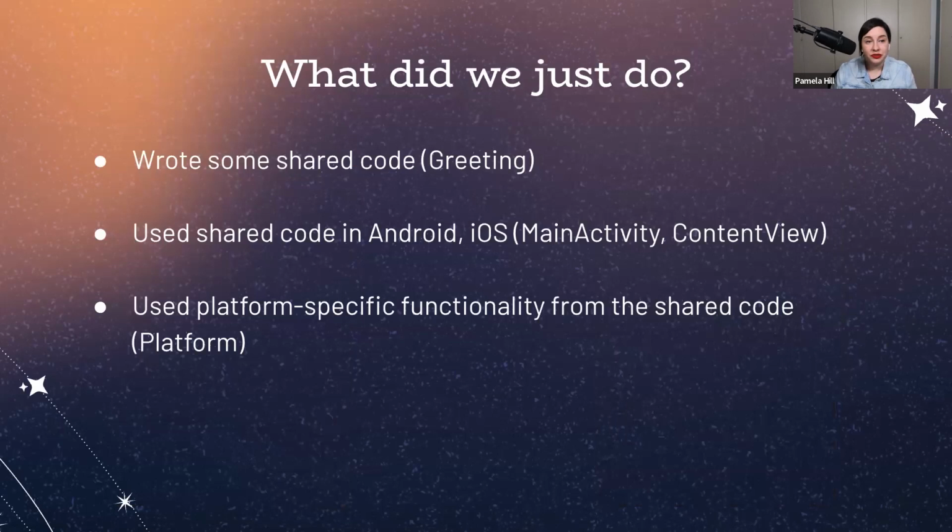So what did we just do? We wrote some shared code, and that was just the greeting displaying hello and then platform.name. Very simple, but it can be very powerful if it becomes a very complicated algorithm and so on and so forth. We used the shared code from Android and iOS, and in Android that was used in main activity, in iOS it was used in content view, and we used platform-specific functionality or APIs from the shared code, and those were the two platform classes.